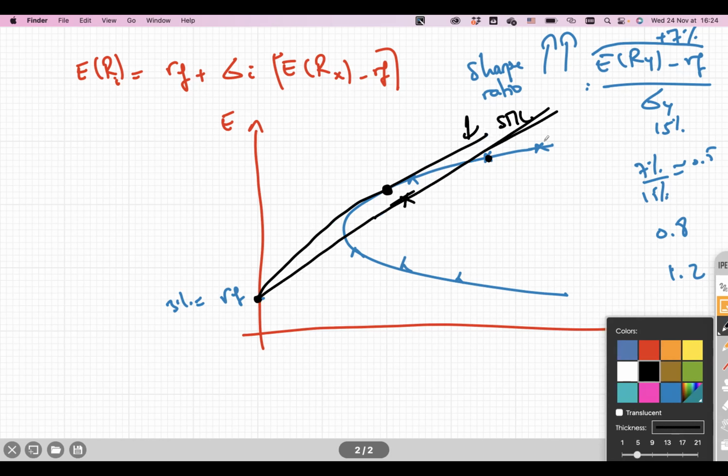For example, if you want to build an SML using these 2 points, RF and this envelope portfolio, we'll have another line here, but still it is worse than the other ones, because see, you are below the SML here. Now, if we want to build an SML using this portfolio and RF, this portfolio is not feasible. So you cannot build it, right?